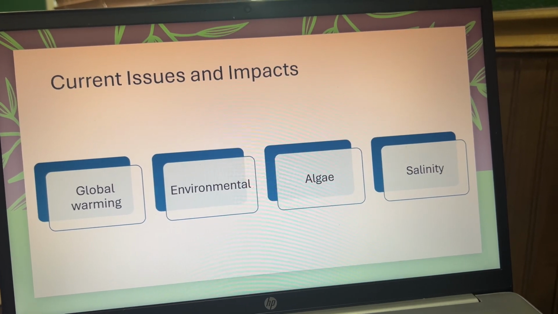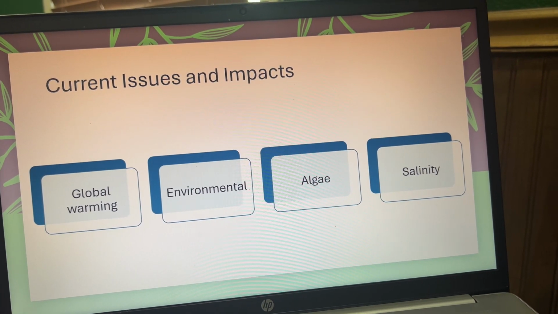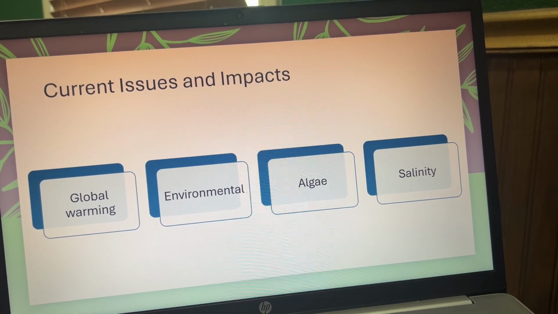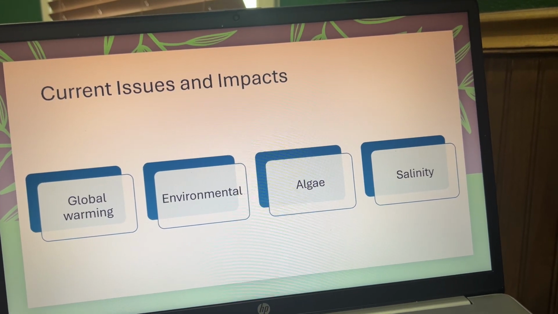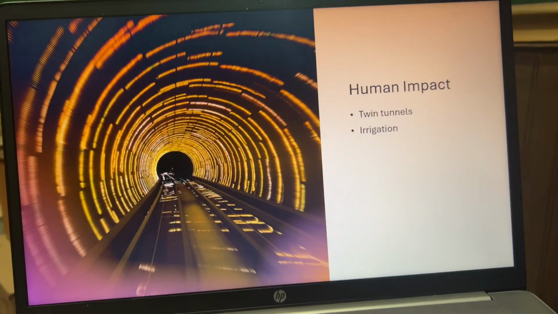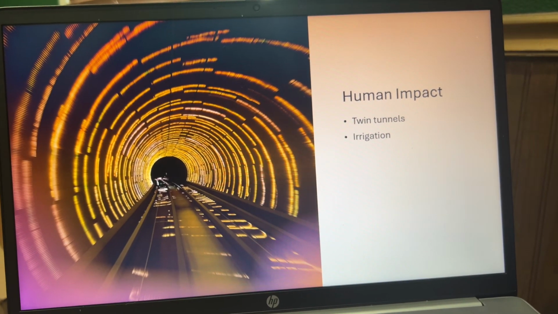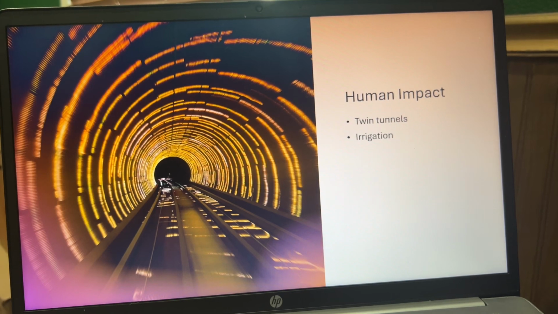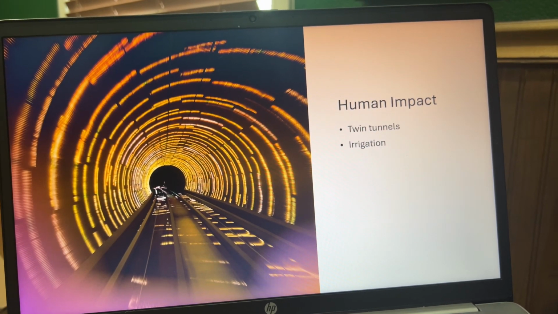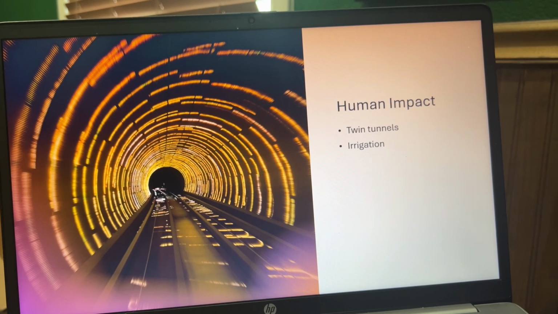Salinity. High tides from ocean water are bringing salinity further inland to the delta. Levees exist in the delta, and if there's a breach of the levee, water can inflow from the bay, bringing more salinity. Human impact. Twin tunnels / irrigation. The Twin Tunnel project, which would pump even more water to Central and Southern California, would further reduce the amount of fresh water flowing through the delta and available for irrigation in our area.